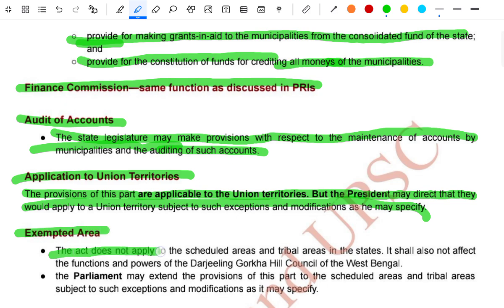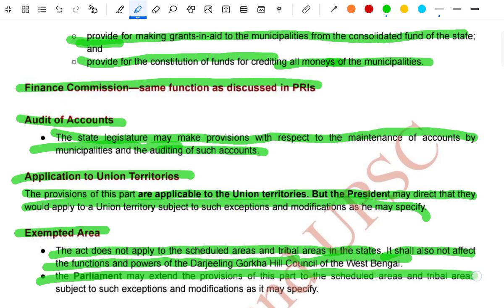Exempted area. The act does not apply to the scheduled area and tribal area in the state. It shall not affect the functions and powers of the Darjeeling Gorkha Hill Council in West Bengal. The parliament may extend the provisions of the part to the scheduled area and tribal area, subject to such exceptions and modifications as may be specified.